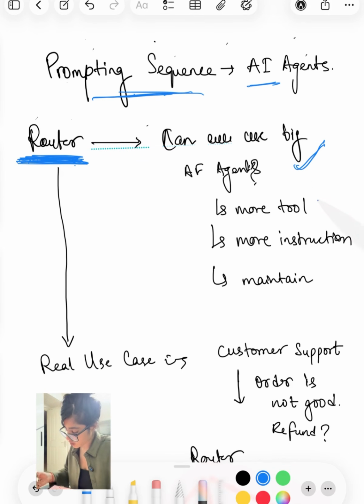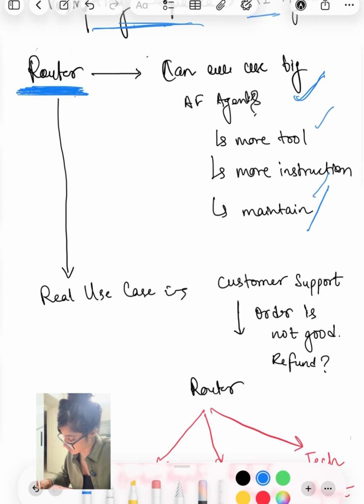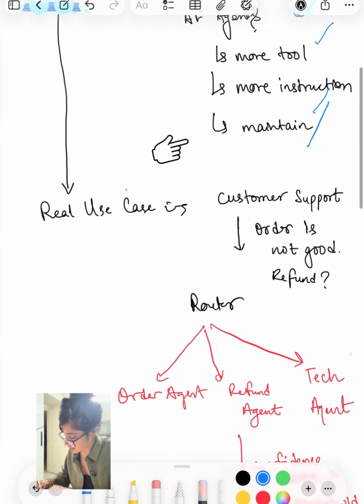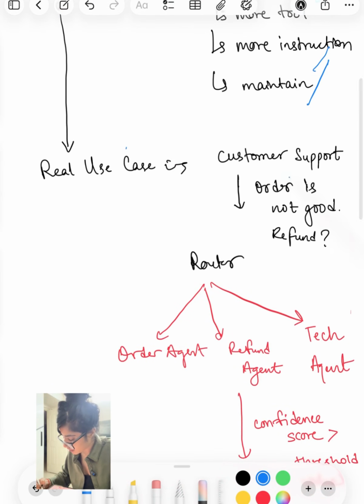So we can also think about why we cannot use one big giant agent that will solve all our problems. Now you guys must already be aware that if the agent is there, it will have certain kinds of tools and certain instructions. So then it will have more tools, more instructions. It will be very hard to maintain in the future. So that's where the router comes into the picture, and let's try to understand it with a real use case.